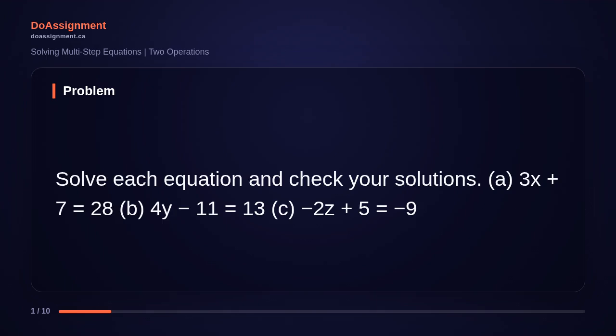Solve each equation and check your solutions. Part A, 3x plus 7 equals 28. Part B, 4y minus 11 equals 13. Part C, negative 2z plus 5 equals negative 9. Now, let us work through the solution step by step.